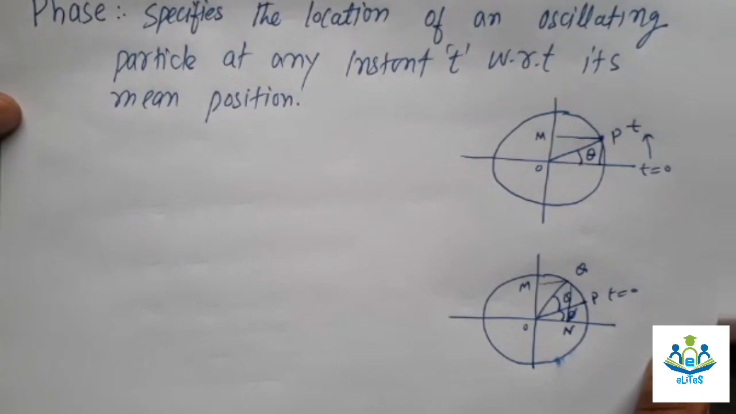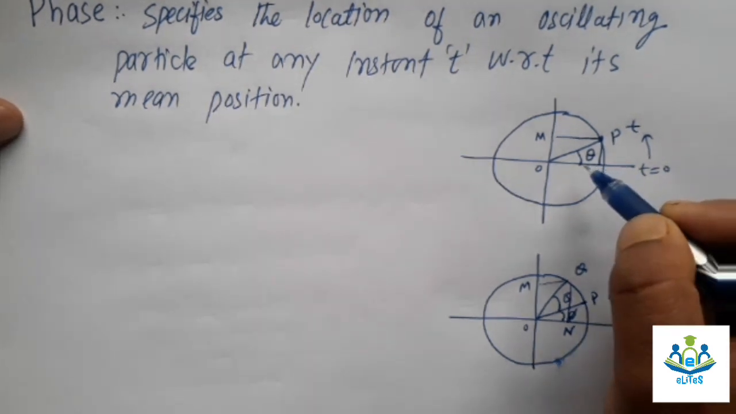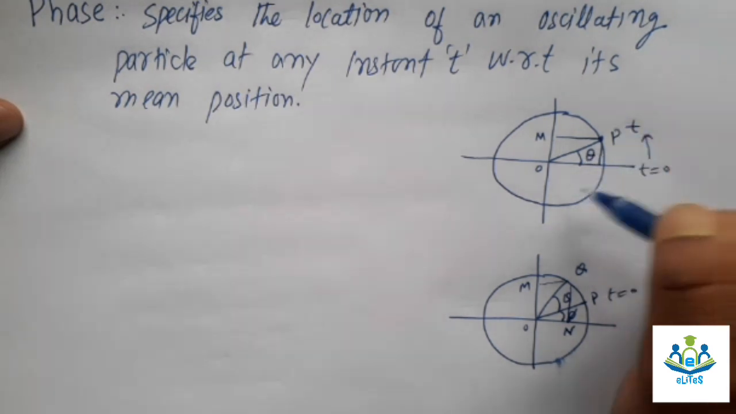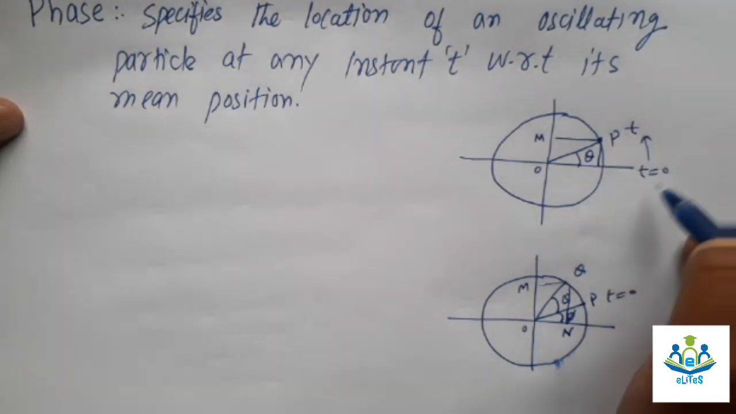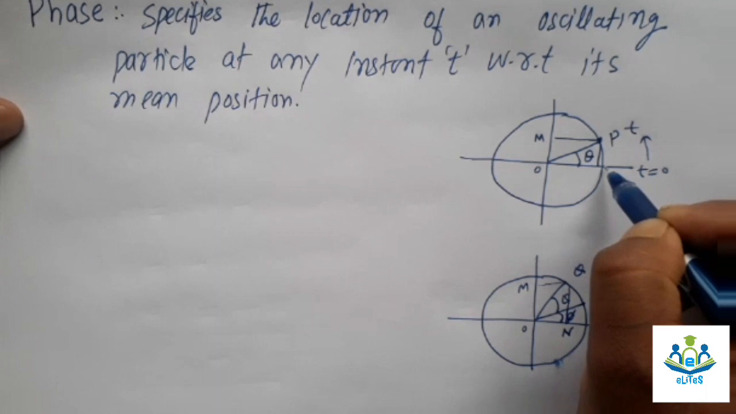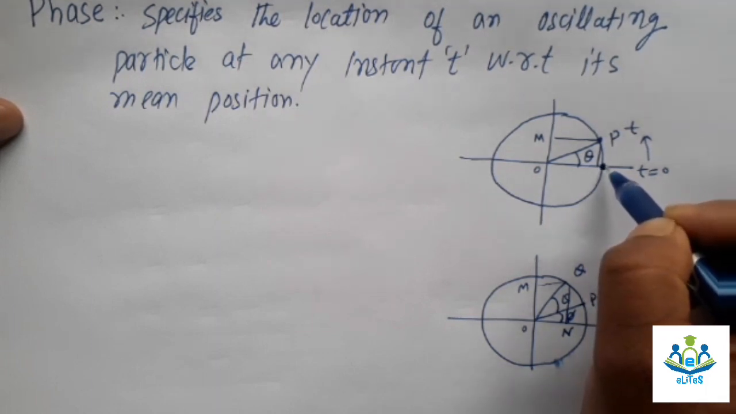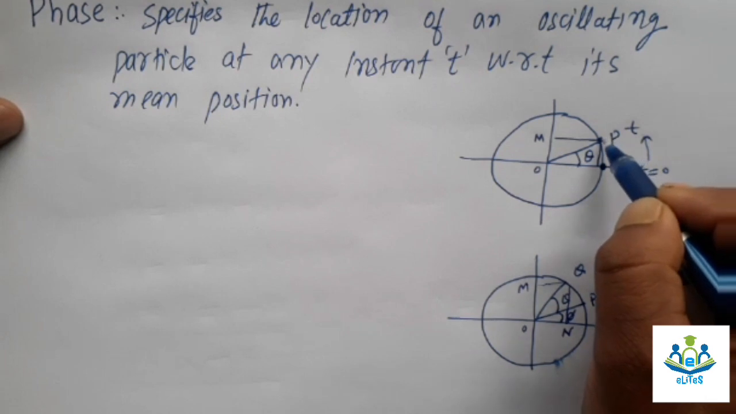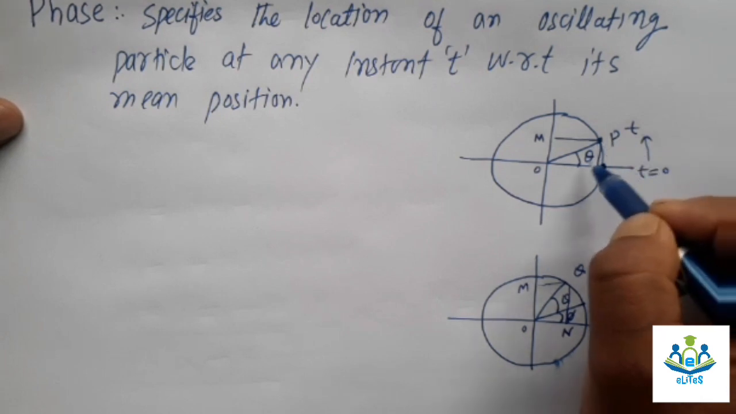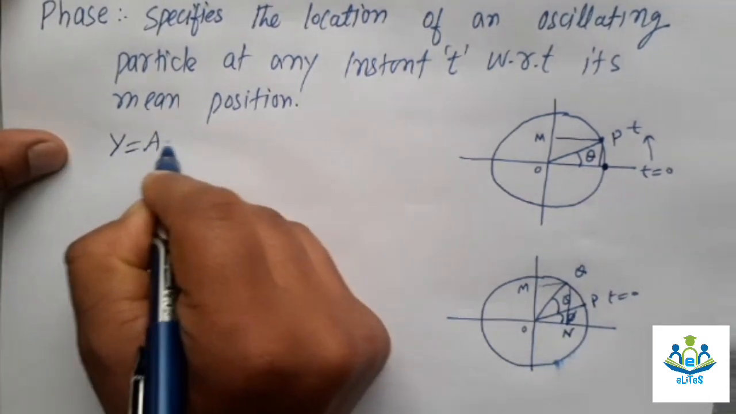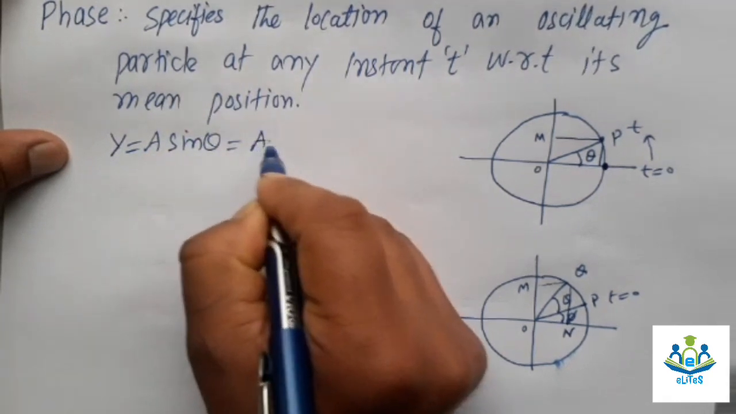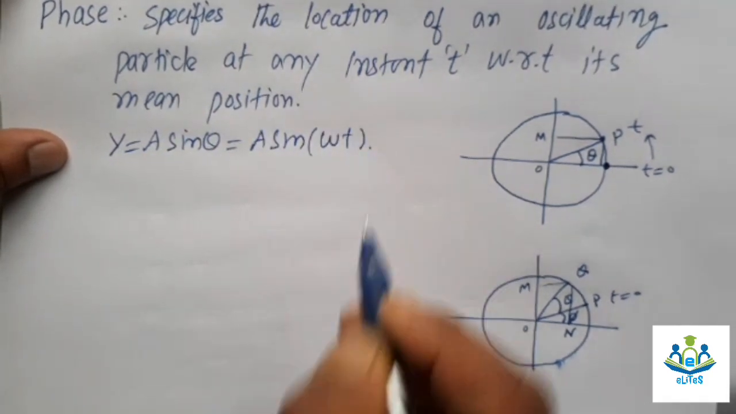Phase. Phase specifies the location of an oscillating particle at any instance of time with respect to its mean position. So phase gives me the position of the particle while it is moving at any instance of time with respect to the origin. Suppose the particle at t equal to 0 is at this point, and after time t it moves up to P. Now after time t, what will be the angle? The angle will be theta. So here we know that the displacement of the particle is a sine of theta, or a sine of omega t.